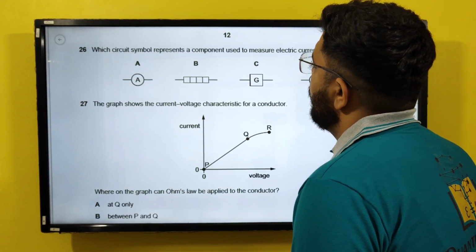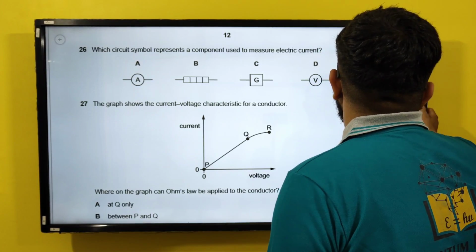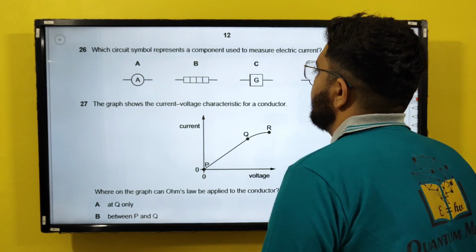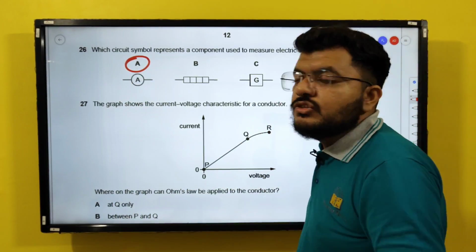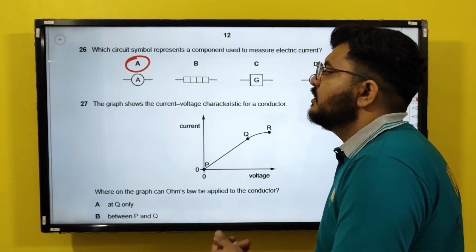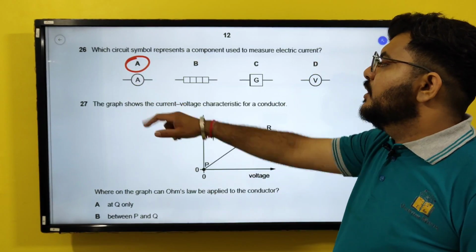Which circuit symbol represents a component used to measure electric current? Ammeter measures the electric current. Galvanometer can only measure the presence of current. It cannot measure the current itself. So option A is your correct answer, ammeter.